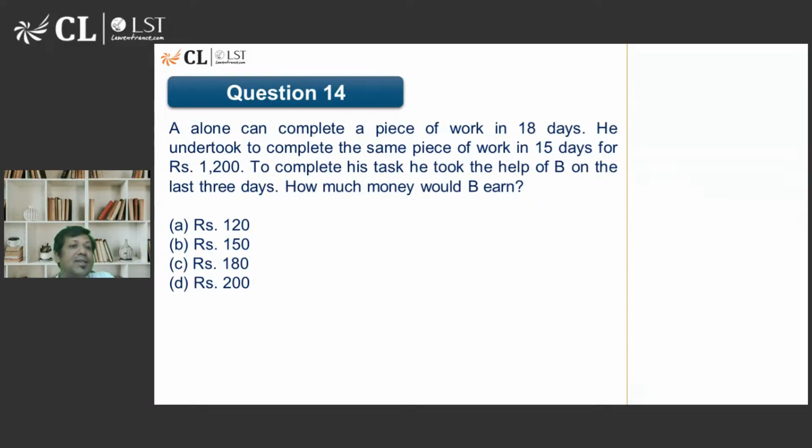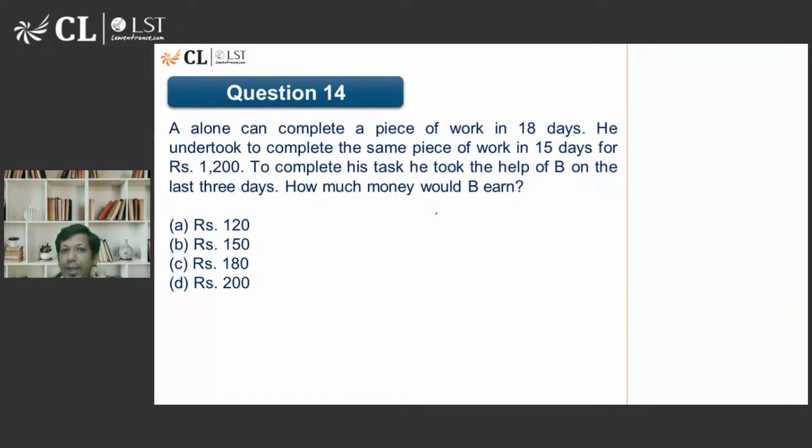What does it say? A alone can complete a piece of work in 18 days. He undertook to complete the same piece of work in 15 days for 1200 rupees. To complete the task, he took help of B on the last 3 days. How much money will B earn? So I don't care how many days B is working. B is working for 3 days, 2 days, 5 days, it never makes a difference. So what makes a difference? How much work B is going to do.